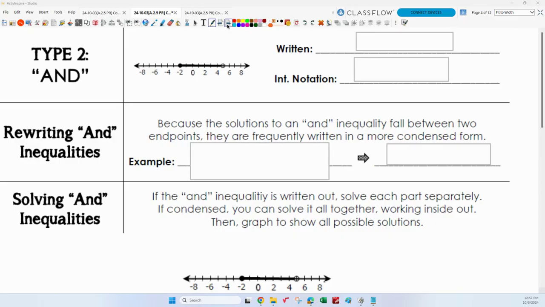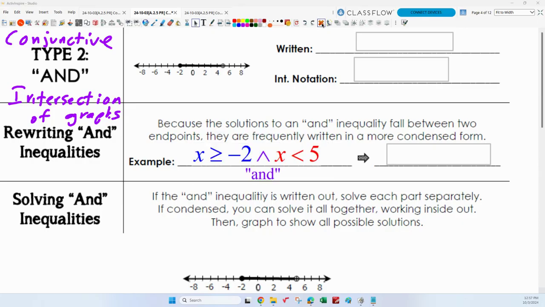The other kind. So now the next kind is, so we did or. Here's and. So and is conjunctive. It's a conjunctive inequality. Again, not super concerned, you know that name, but someday you'll see it again, and it won't be the first time you see it next time, right? At least you've seen it once. Okay, and inequalities graph the intersections of the graphs. So let's take an example. Let's take one like this.